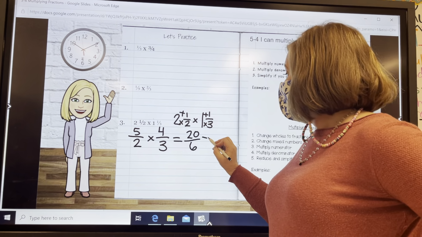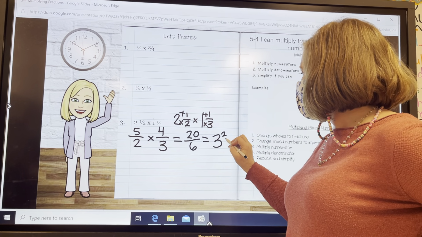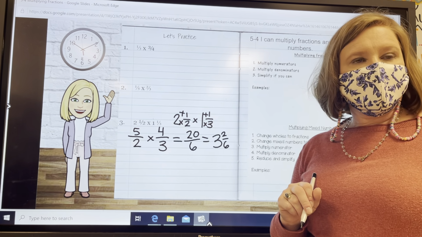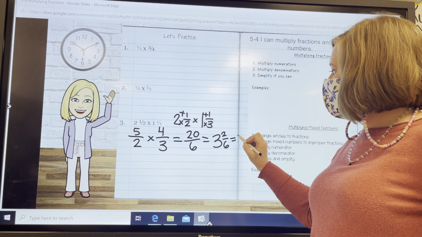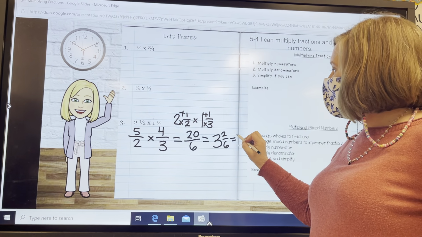3 times. 3 times 6 is 18. And how many are left over? 2. So it equals 3 and 1/3. Good job. I always skip the first one when I count. You've got to count the first one.